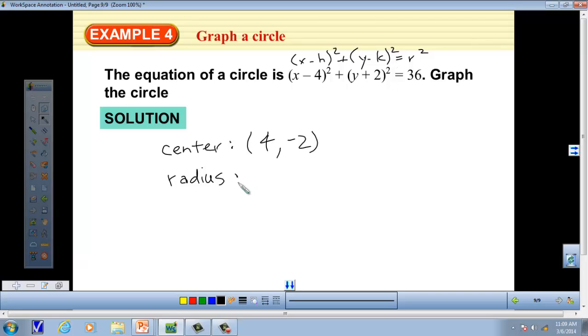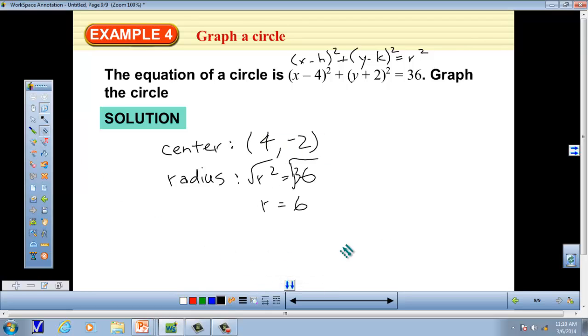For the radius, we know that r squared is equal to 36 because of what's given here. Therefore, if we take the square root of both sides, we end up with r is equal to 6. So graphing this, get a graph real quick. Hopefully I can do this.